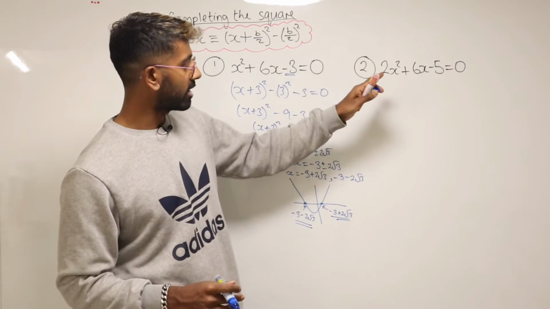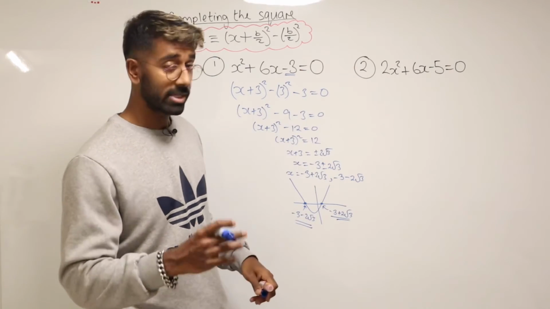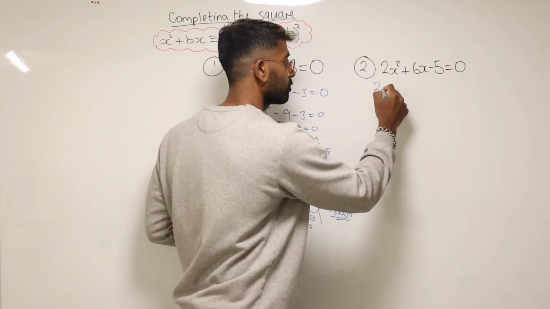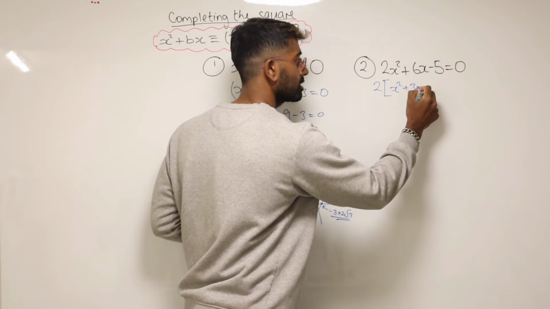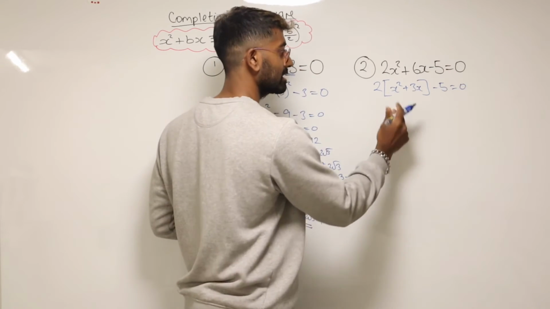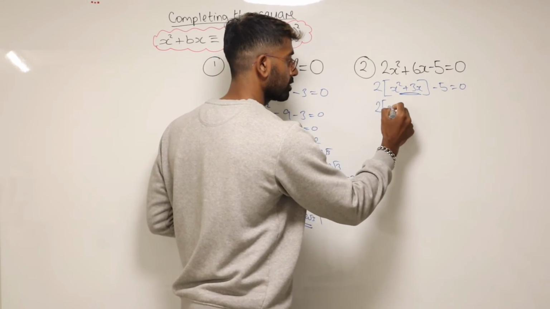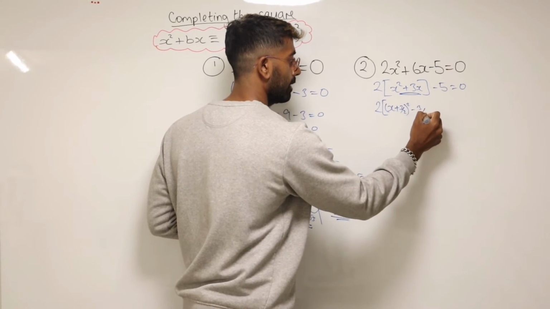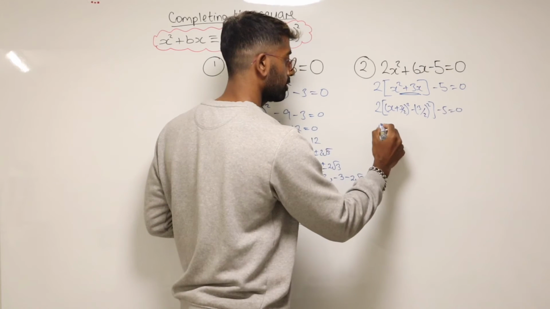So now let's go and try it for this one over here. We've got a coefficient of 2 this time in front of the x squared, so we have to do something slightly different. If you remember, we start by factorizing out the 2 first. Then you have x squared plus 3x and minus 5 on the end. Next thing, we go and complete the square inside there as per normal. So you'll have x plus 3 over 2 all squared minus 3 over 2 all squared, take away 5 is 0.